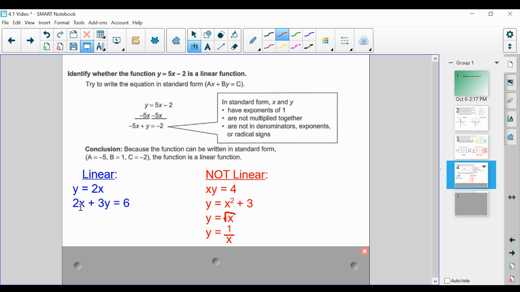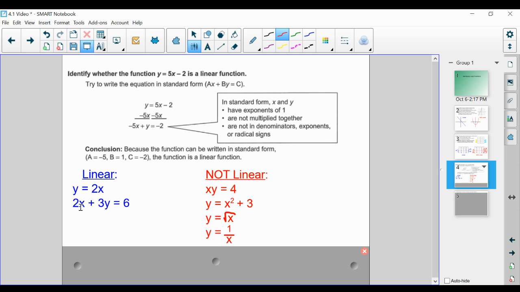But if you look at the right-hand side, I have a couple examples of what are not linear functions. Xy is equal to 4. Well, that's not linear because x and y are getting multiplied together. If I have y is equal to x squared plus 3, that's not linear because we have an exponent that's greater than 1. We have x squared. That exponent has a value of 2, which means this is not going to be linear. We have y is equal to the square root of x. Well, we have a radical, which means that this is not going to be linear.